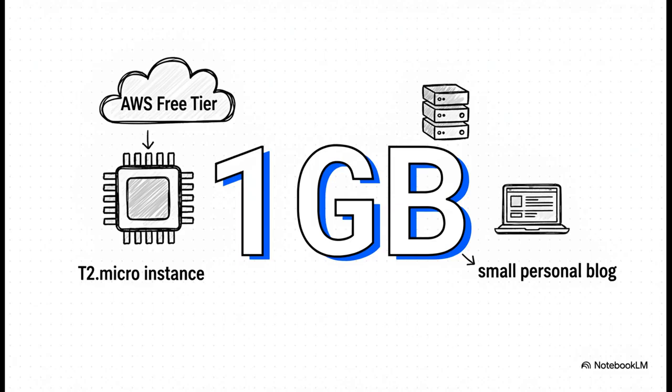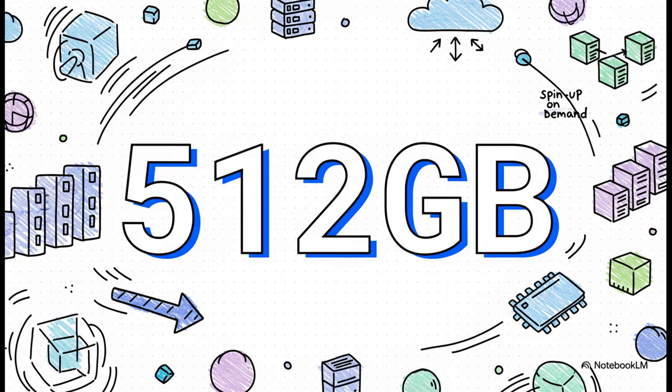small personal website. But then, you can jump all the way to the other end of the spectrum and rent a memory-optimized R5 instance that has over 500 gigabytes of RAM. Let that sink in. That's more than half a terabyte of memory in a single virtual machine that you can spin up whenever you want. The range is just unbelievable.